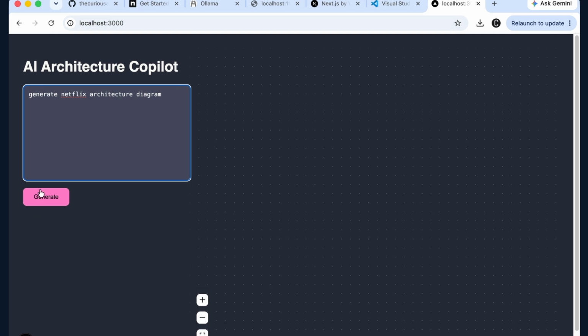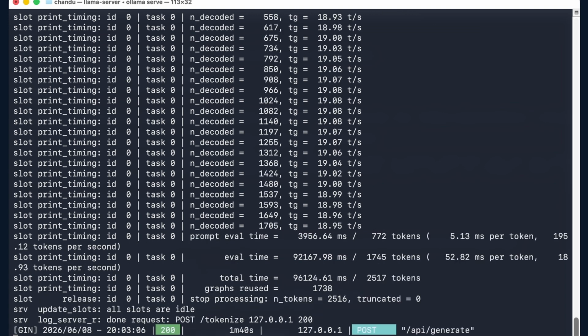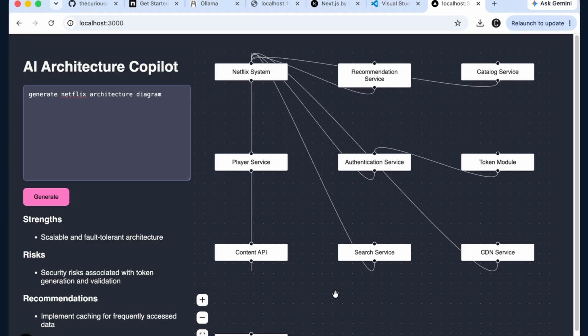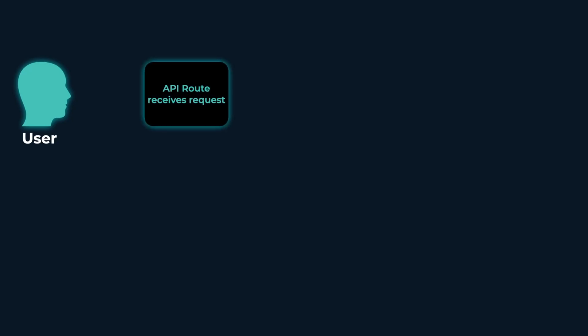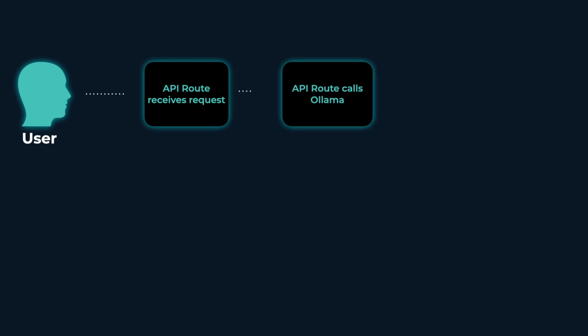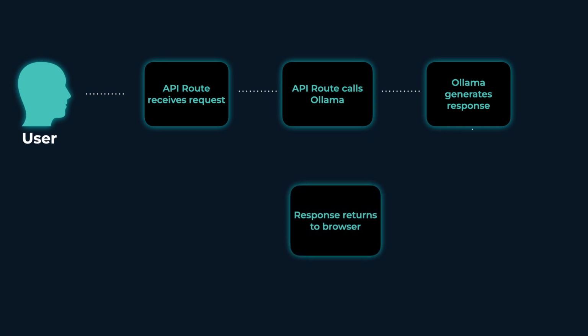What happens is, when the user clicks on the button, an API call is made to the Next.js server with the exposed endpoint, and Next.js processes it through Ollama, and Ollama returns the response. Let's understand what's happening. The user sends a message, the API route receives the request, and the API route calls Ollama to process that request. Once Ollama generates the response, it is returned to the browser, and the browser renders the architecture diagram for us.